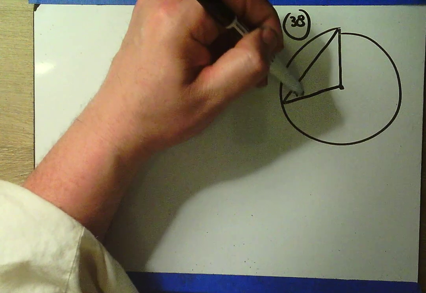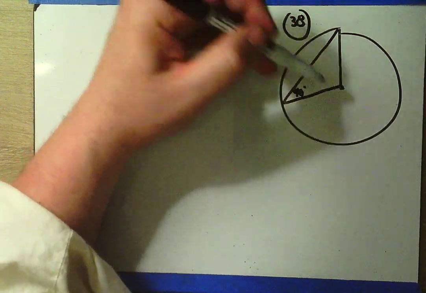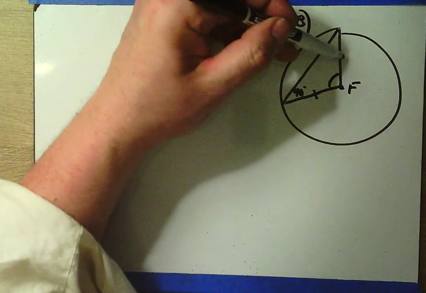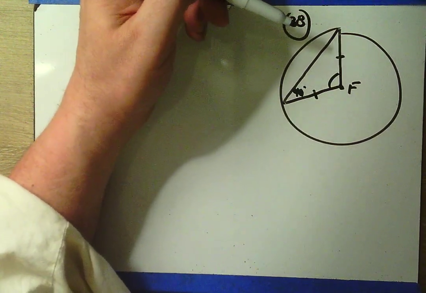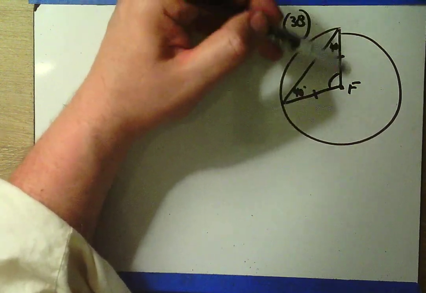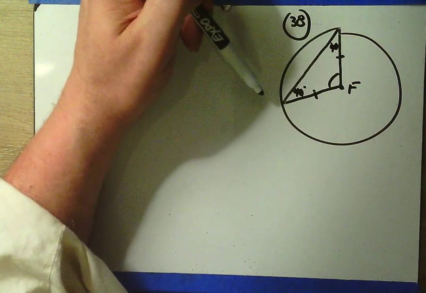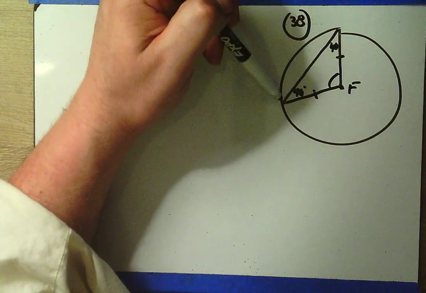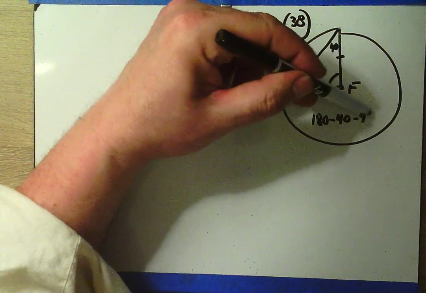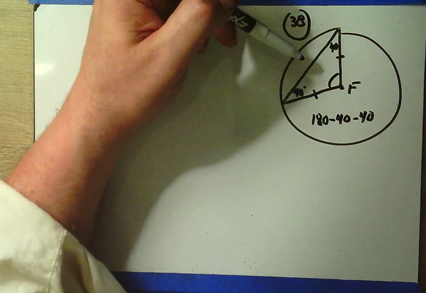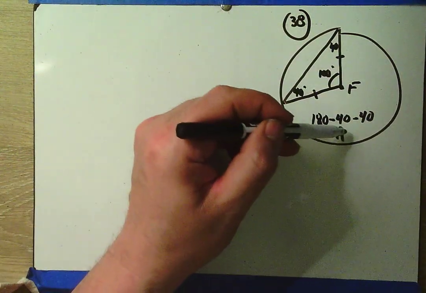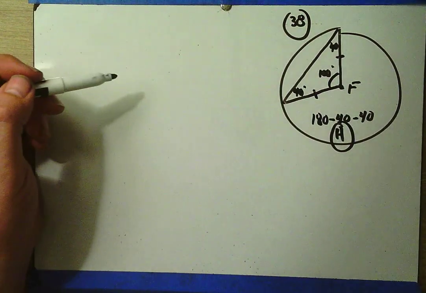We're told that this is 40 degrees, and we know that this is a radius and that this is a radius. So if this angle is 40, this one must be 40 because we're looking at an isosceles triangle. The triangle has 180 degrees in it. 180 minus 40 tells me that angle F should be 100 degrees, and that's choice H. H for number 38.